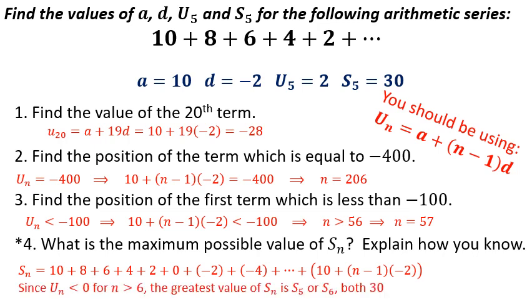The simplest way to say it is just that because the terms are negative whenever n is bigger than 6, we might as well quit while we're ahead and stop at S5 or at S6. Doesn't matter which. It was asking for the maximum possible value for Sn, and the maximum possible value is 30. You get that when you add up the first 5 terms, like we did at the beginning here, or when you add up the first 6 terms, because the 6th term doesn't add anything.